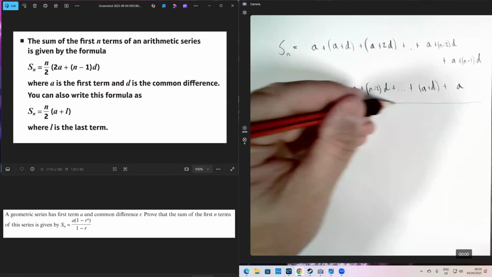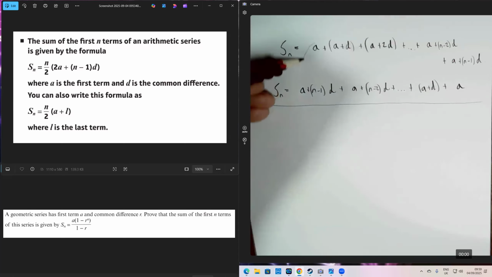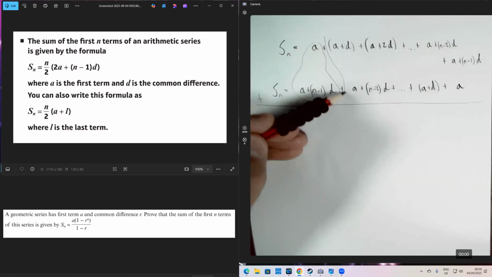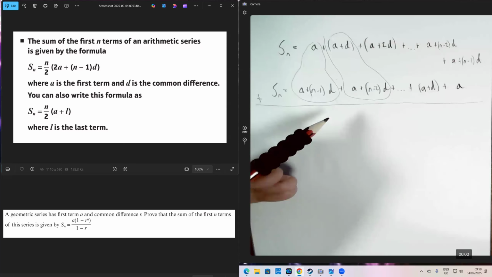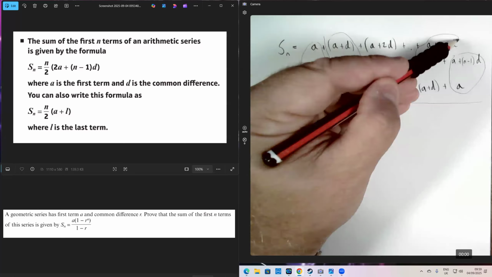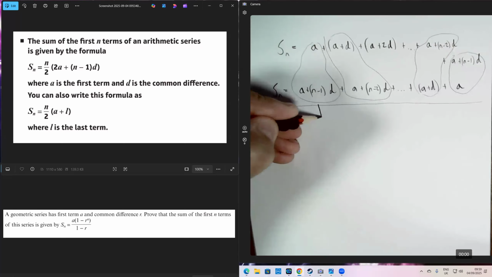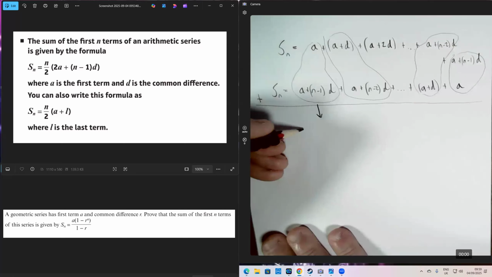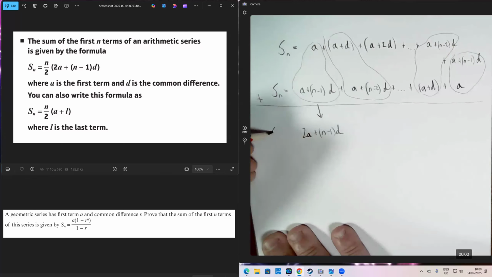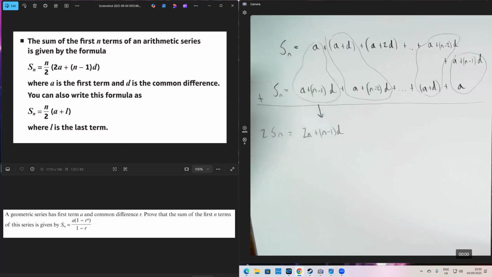Now we're going to add these two sequences together. So we've got a, that's one pairing, and then this is going to be another pairing, and then over here we're going to have these two. I'm just matching up the first and last, and the second from last, and so on. When we add the first and the last, we end up with 2a plus (n minus 1) times d. And we've got 2 lots of Sn now, because we're adding Sn and Sn.